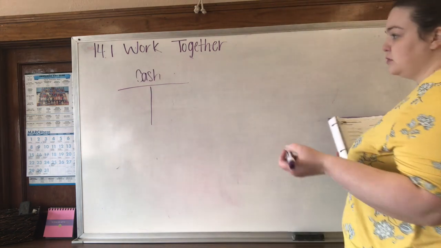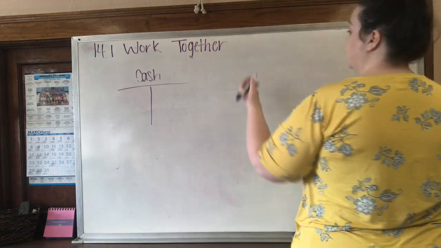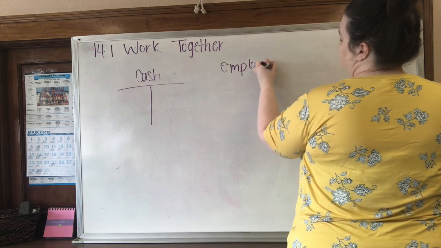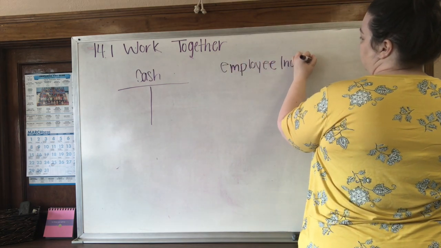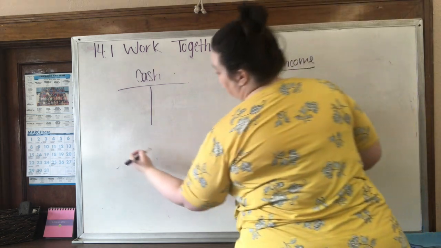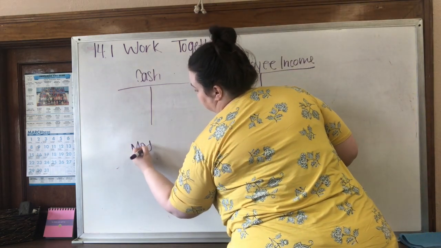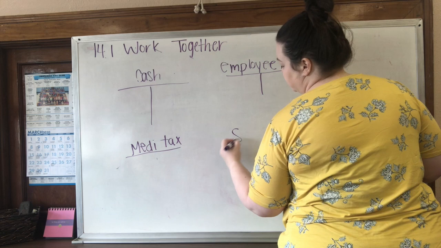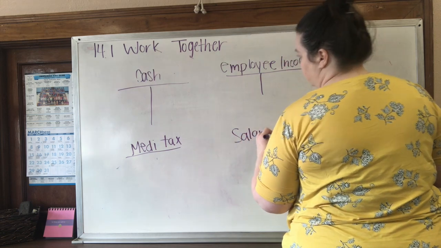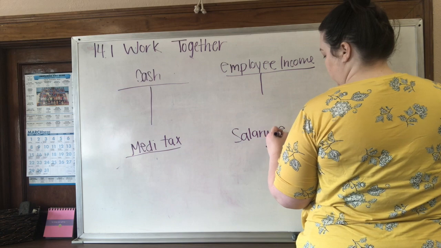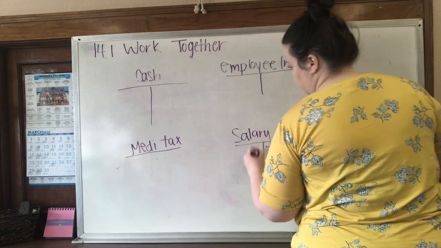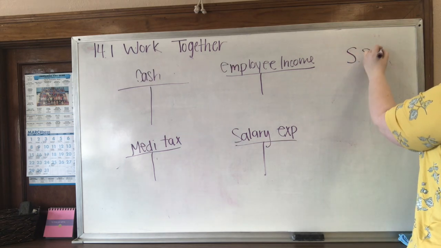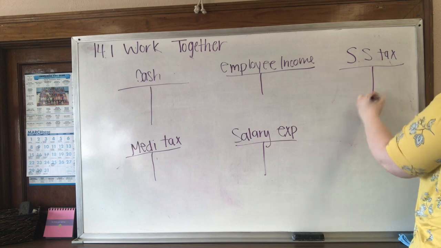So we have our cash T account. It looks like employee income tax, Medicare, I'm going to put Medi, and salary expense. Oh, I also forgot Social Security, so I'll put SS tax over here, okay?